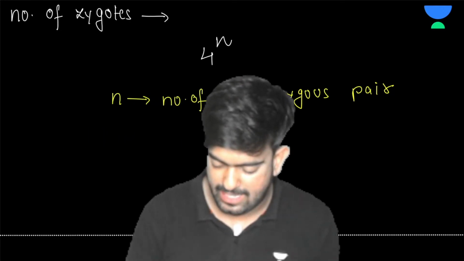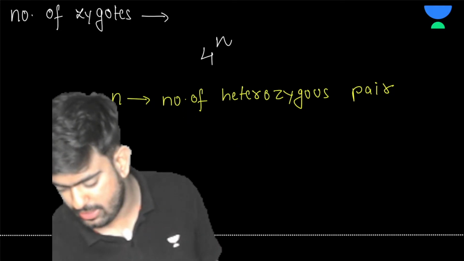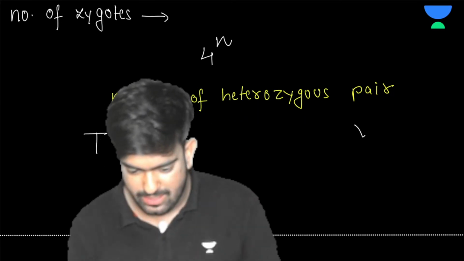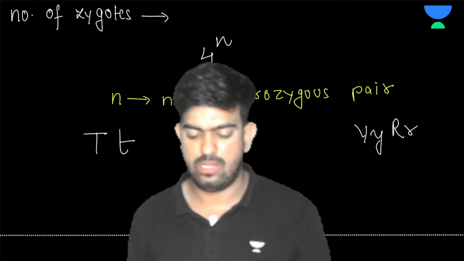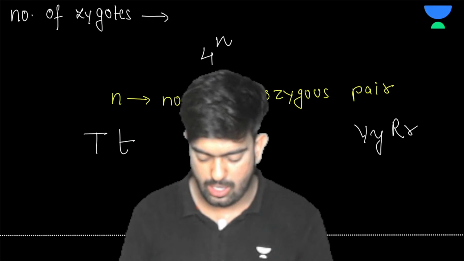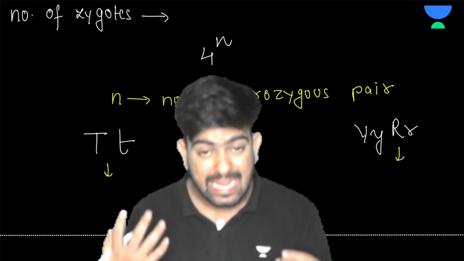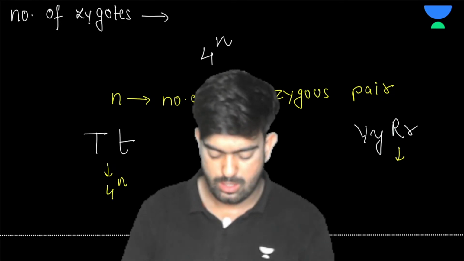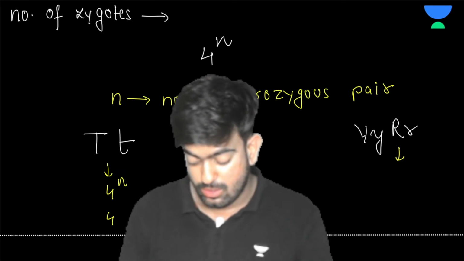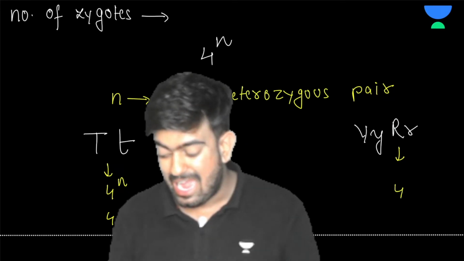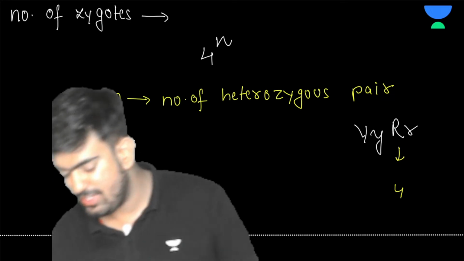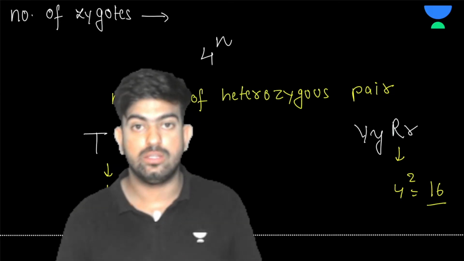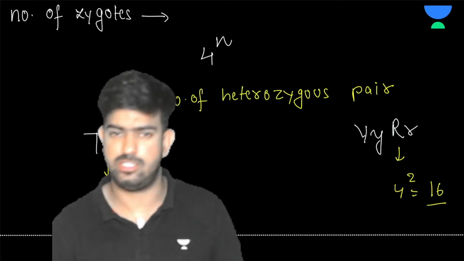Again, let's practice here. I'm going to give you a question, the same thing. Let's take capital T, small t, capital Y, small y, capital R, small r. Clear? Now we are going to calculate the number of zygotes. So 4 to the power n, which will be 4 to the power 2, and can you get 16 here? Sir, this is amazing. This is magic. No, this is not magic.